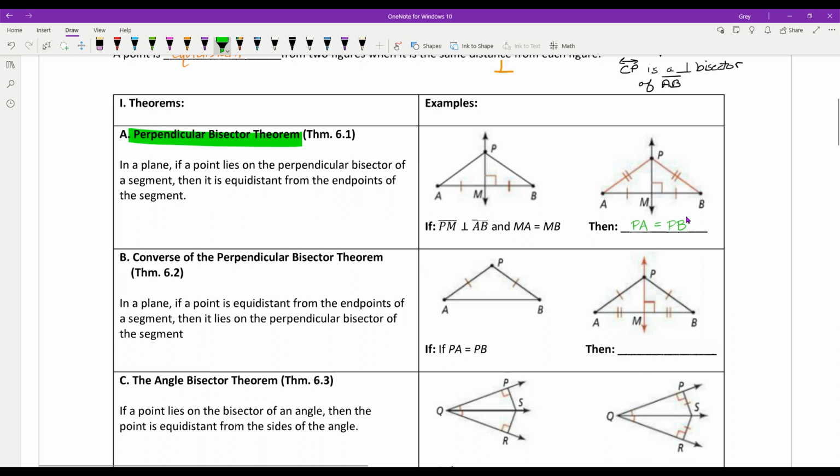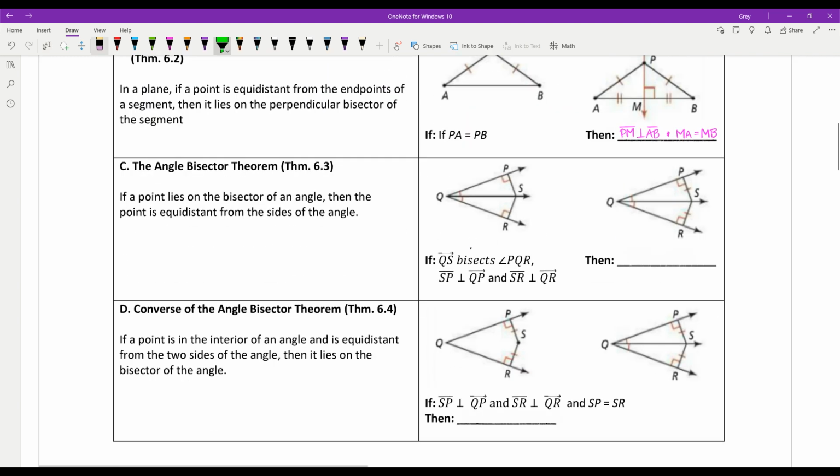That's our perpendicular bisector theorem. The converse of that would say, if I know that PA is equal to PB, then I know that P has to be on the perpendicular bisector of segment AB. So that means that segment PM is perpendicular to segment AB, and I would know that AM is equal to MB. Okay, that's our perpendicular bisector.